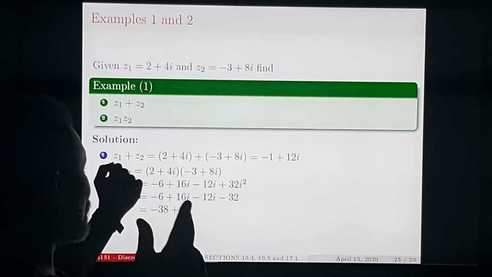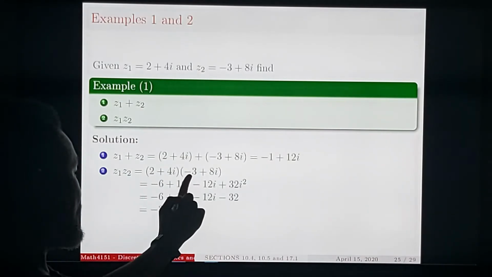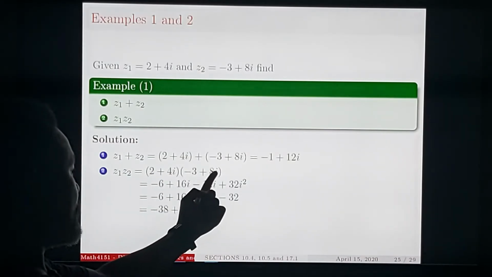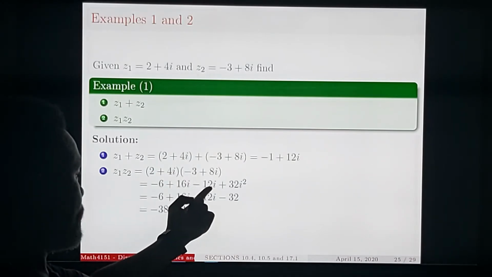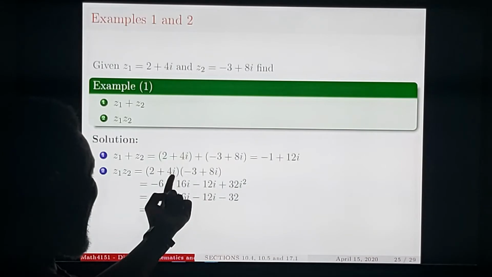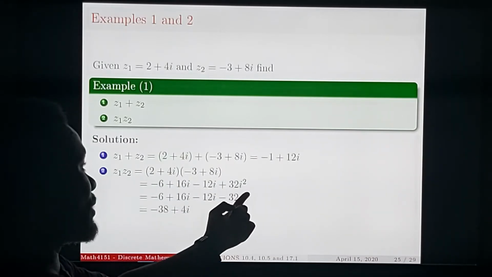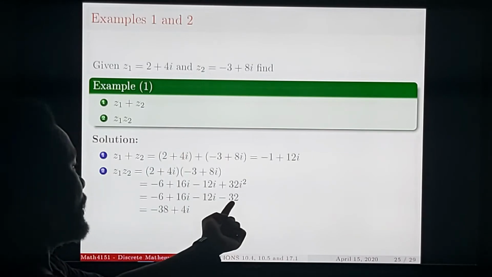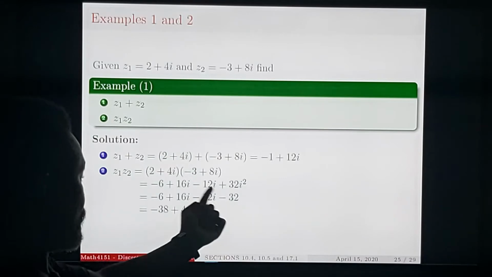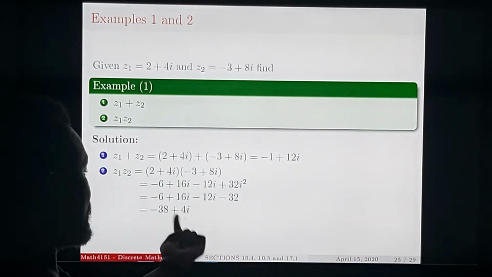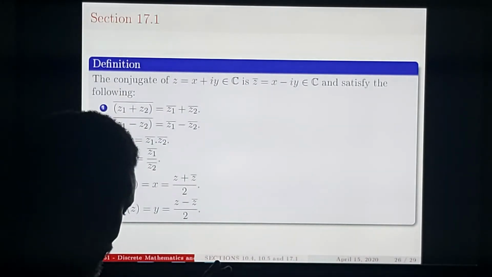Then for the multiplication of the two numbers, you just expand. 2 times minus 3 is minus 6. 2 times 8i is 16i. Minus 4i times 3 is minus 12i. And then 4i times 8i is 32i squared. But i squared is minus 1, so this becomes minus 32. Then you take the real and the imaginary parts together. The real part is minus 38, and the imaginary part is 4i. Finished.